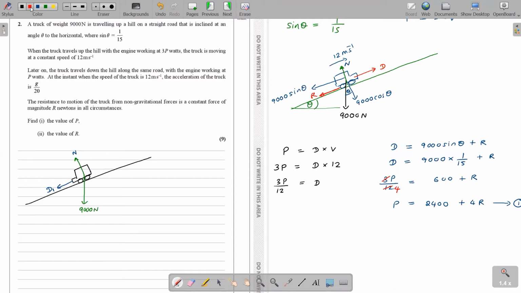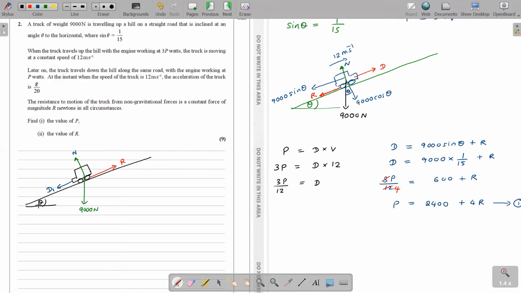What else is there? The truck is traveling down the hill. Therefore, this time your resistive force is acting up. They say it's the constant resistive force, the constant force of magnitude R acting as a resistance. So basically, regardless of whether you go up or down, the constant resistive force is acting. Okay, so this is what we have for the force diagram.